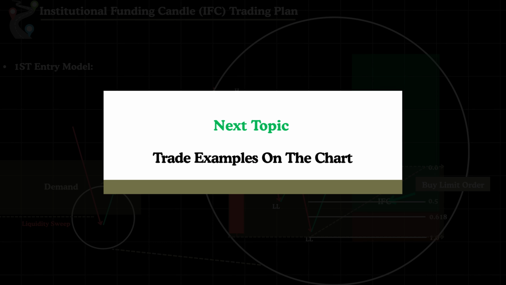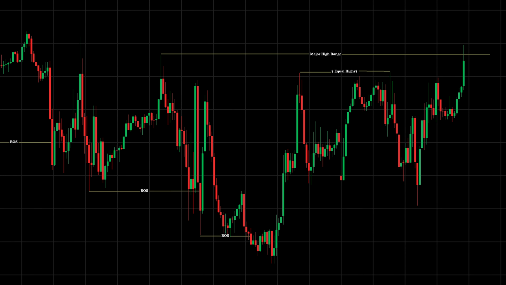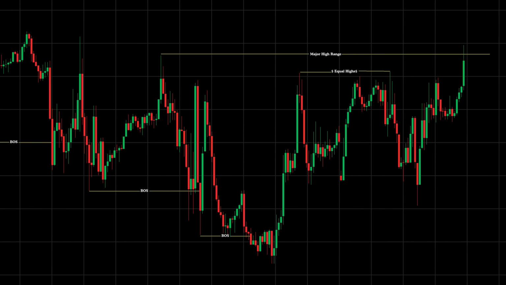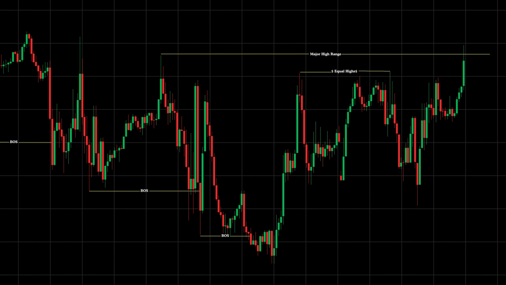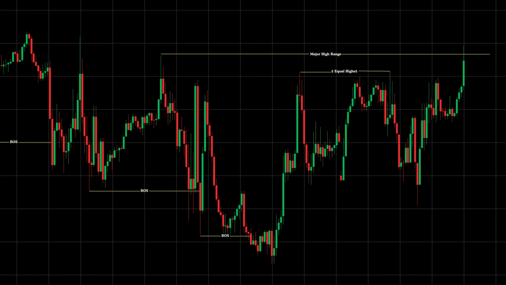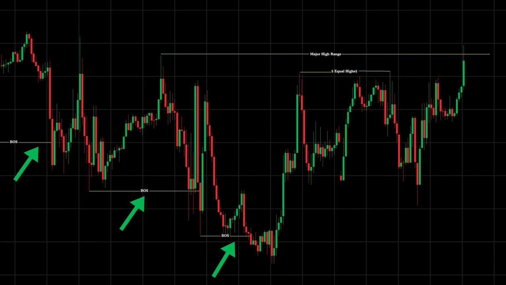Now, let's move over to a live chart example to put these concepts together and demonstrate exactly how to use them in real trade execution. Here we have the Euro-Dollar 30-minute chart shown on the screen. As you can see, the overall market profile is bearish because price has produced multiple bearish breaks of structure to the downside.